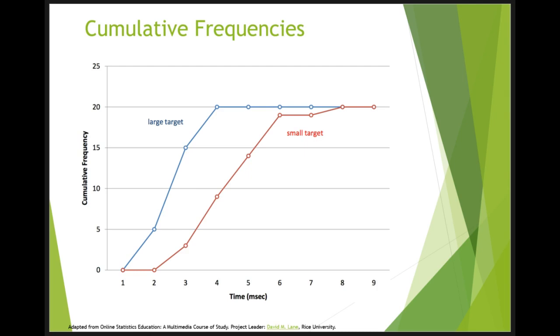It is also informative to plot two cumulative frequency distributions in the same graph. This is illustrated here using the same data from the movement task. The difference in distributions for the two targets is again clearly evident.